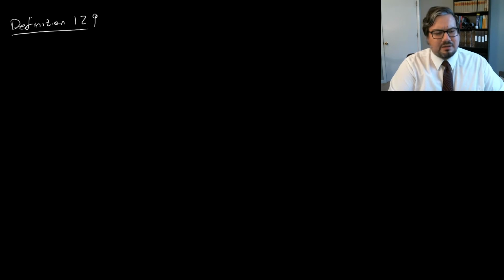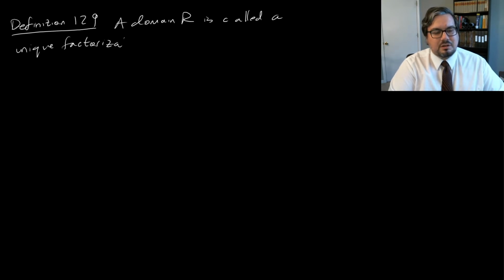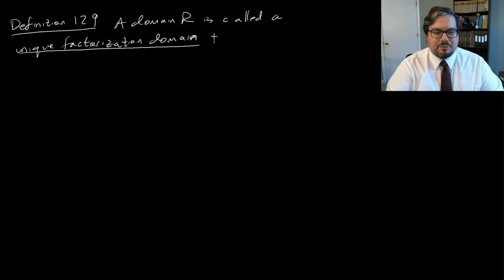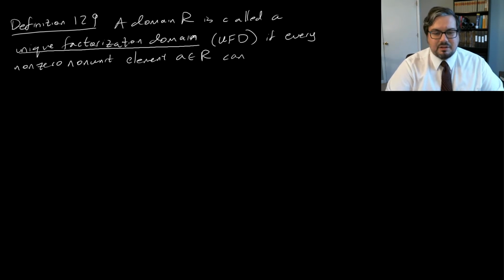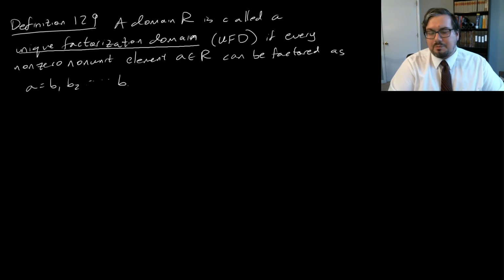So definition 129. A domain R is called a unique factorization domain, and we often abbreviate this as UFD, if every non-zero, non-unit element A in R can be factored as A equals B1, B2, up through Br, where the Bi are irreducible elements of R.